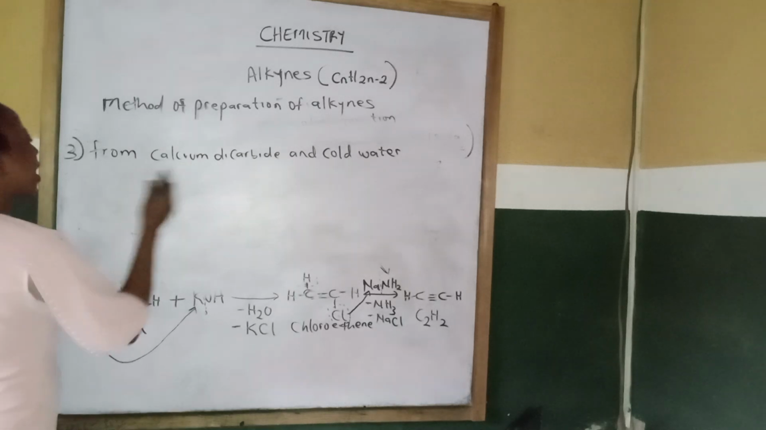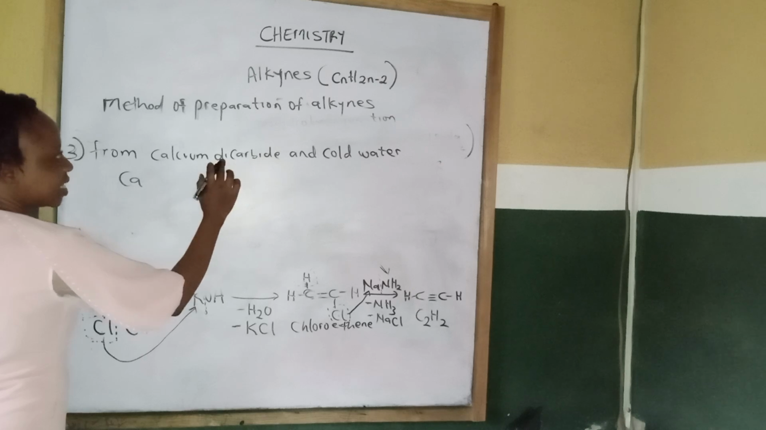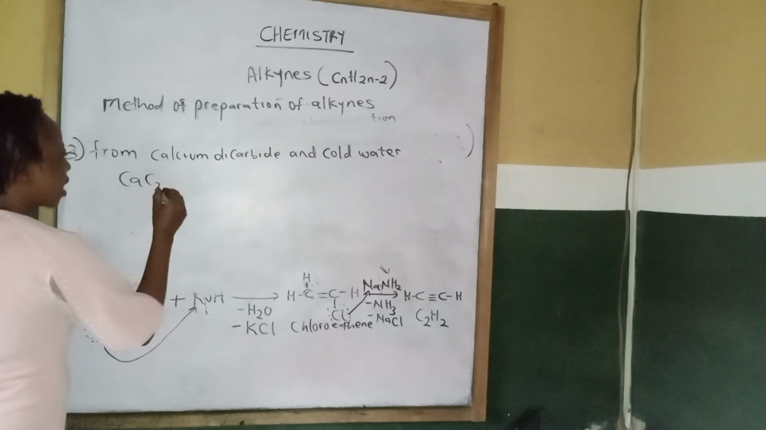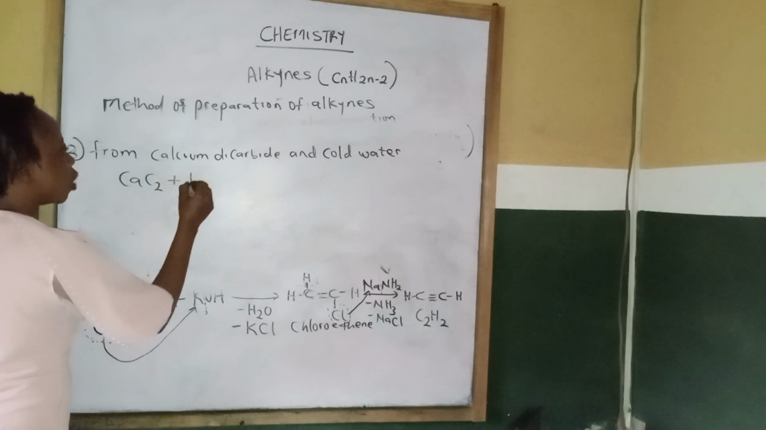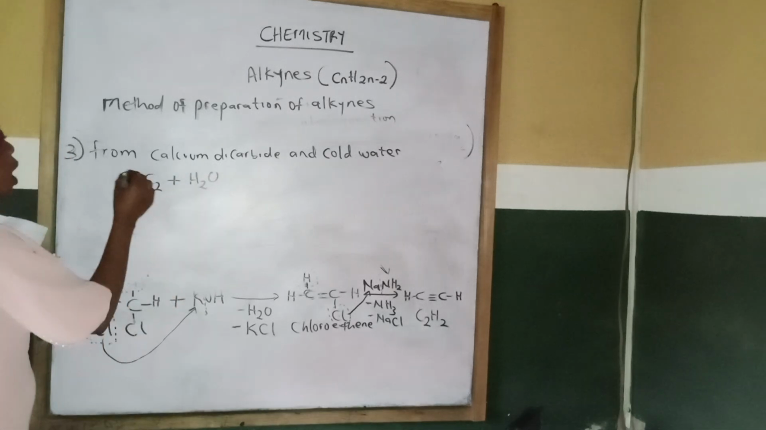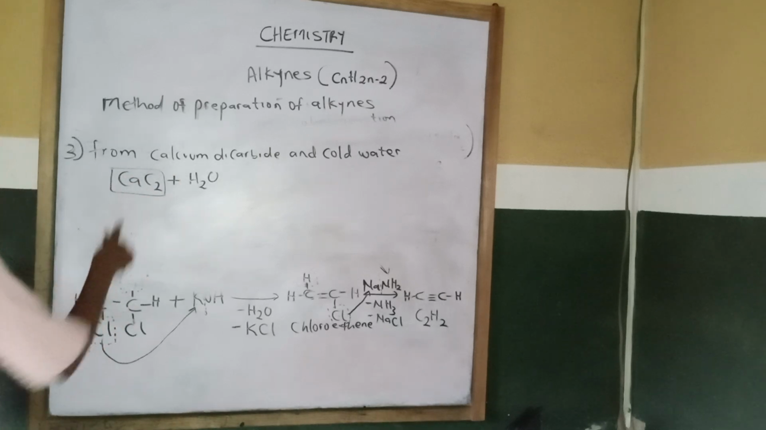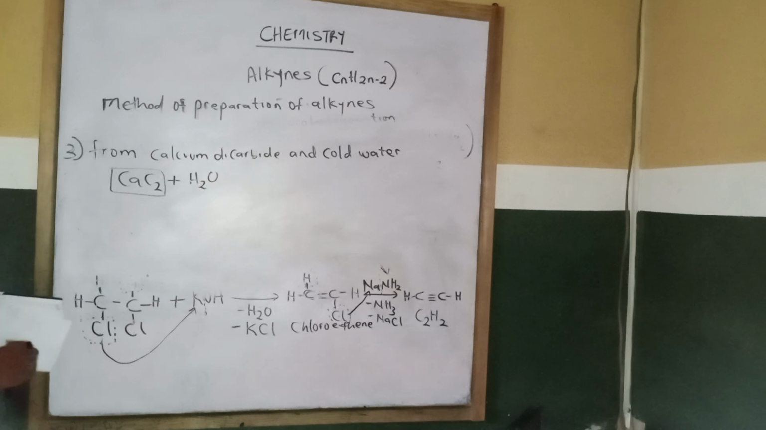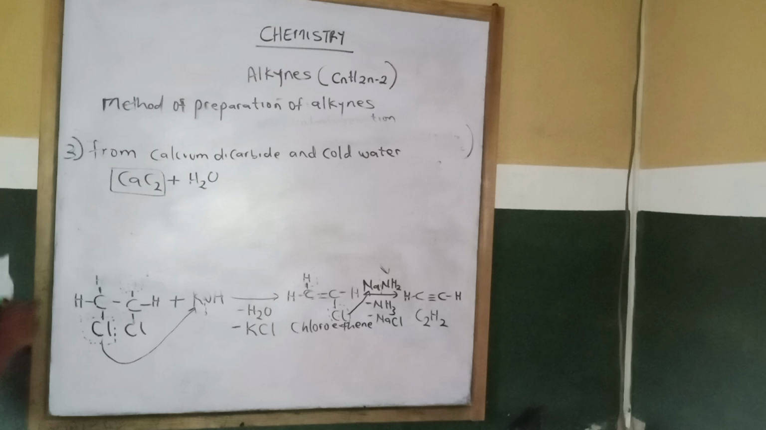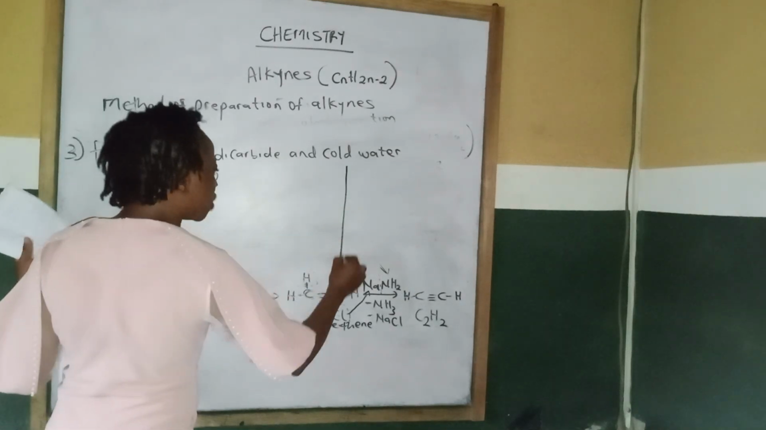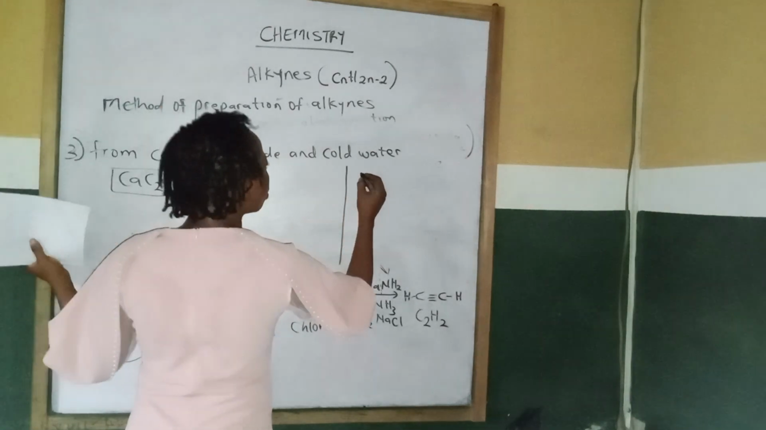Then what is calcium dicarbide? That's calcium, then dicarbide. Carbide is from carbon. Di means 2, that's 2 carbon atoms. So calcium dicarbide is CaC2, plus cold water, H2O. Then I want to explain where this calcium dicarbide is derived from, although it's not part of the class. We derive calcium dicarbide from limestone.